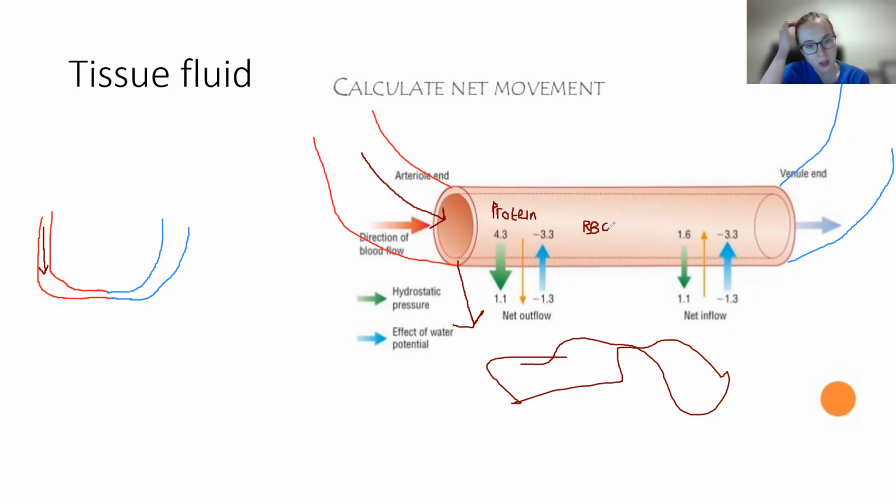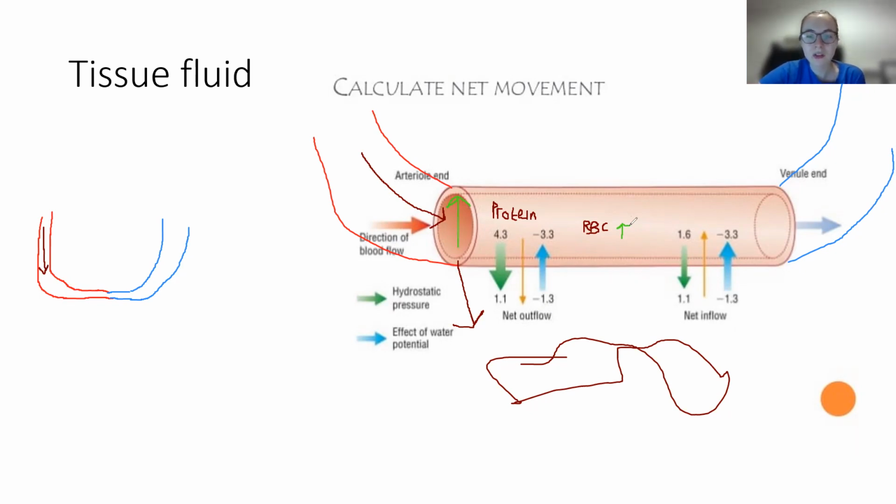So when we talk about tissue fluid, we need to talk about two main things. You can see on this diagram here, in the green arrow, we've got hydrostatic pressure, and in the blue arrow, we've got water potential. At the arterial end, the blood's under really high pressure, and that's what we call hydrostatic pressure. So at this end, we're under really high hydrostatic pressure. That's why all these molecules are forced out. Now within here, we've got much lower hydrostatic pressure.